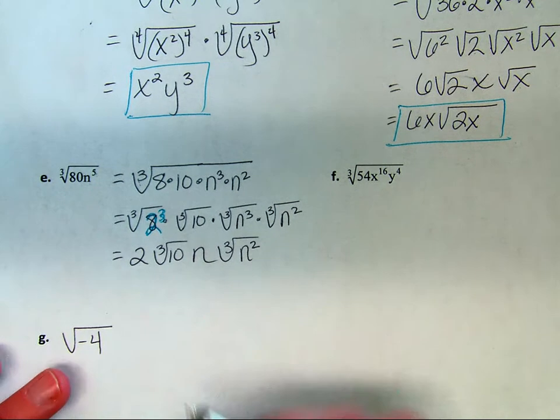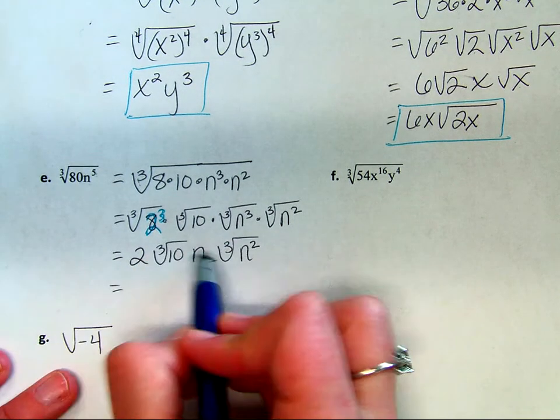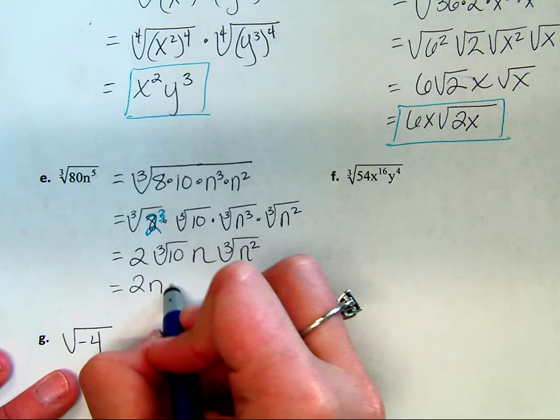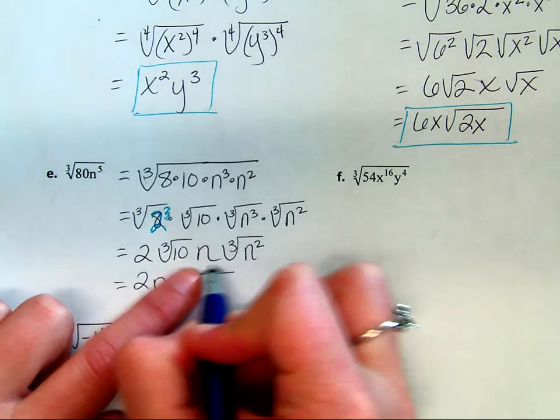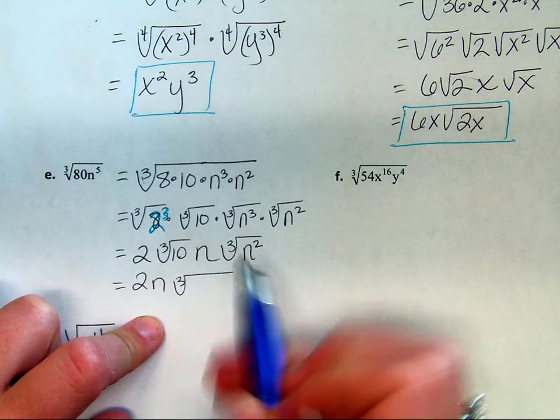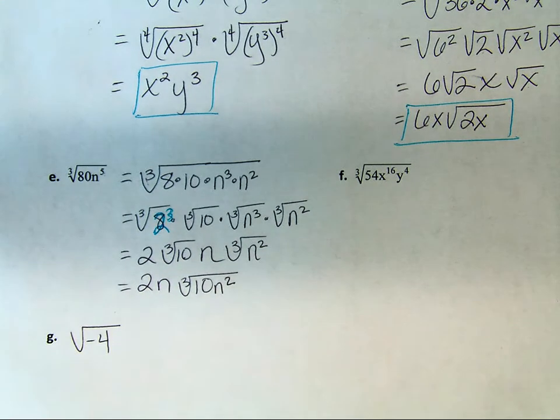Okay, and then again, everything outside the radicals we're going to put together: 2n squared, or 2 times n. And then I can put these two parts back together. So the cube root of, this is 10 times n squared. That would be simplified.